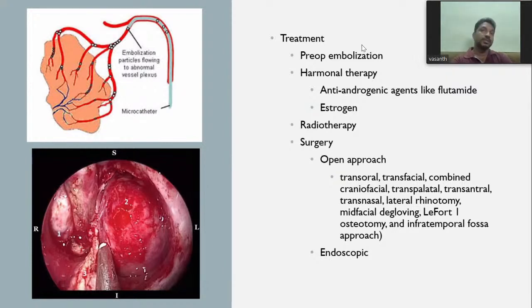The other is surgery, which is the only gold standard procedure, and surgery can be done as an open procedure or as an endoscopy. In the open procedure, you have various approaches: the transoral, transfacial, transpalatal, craniofacial, lateral rhinotomy, and the mid-facial degloving approach. There are so many approaches by which you can do the surgery.